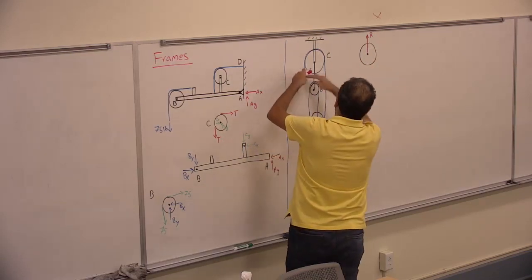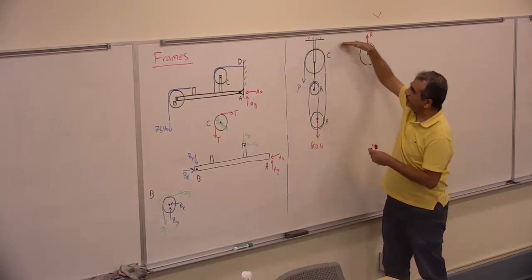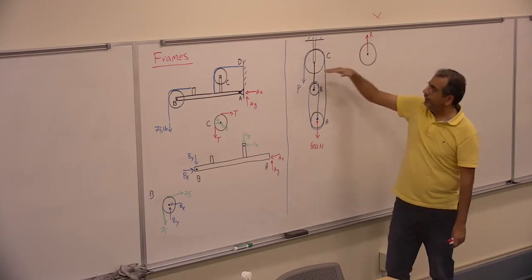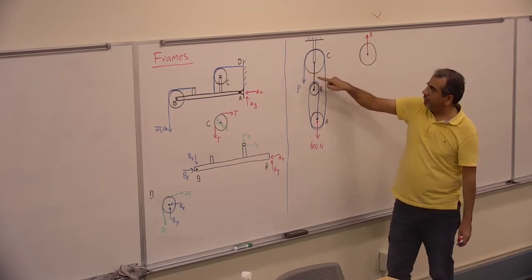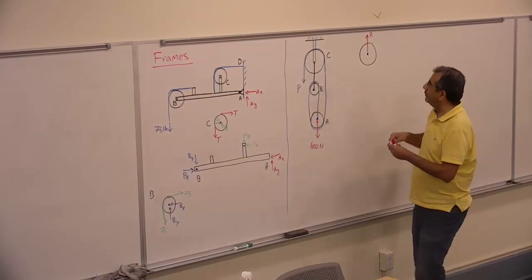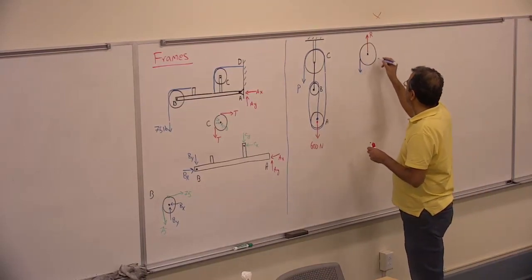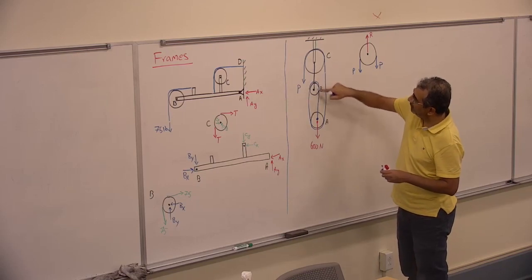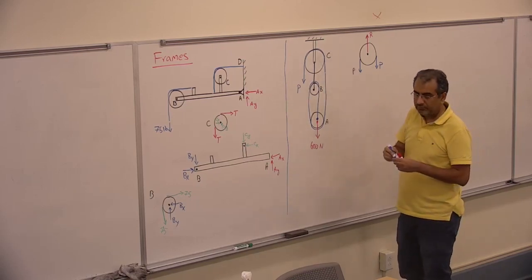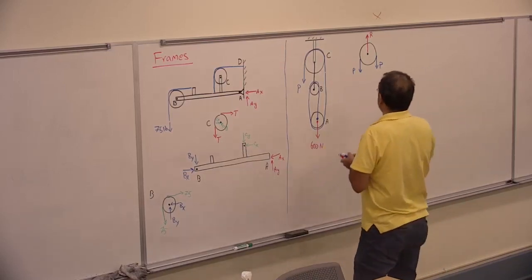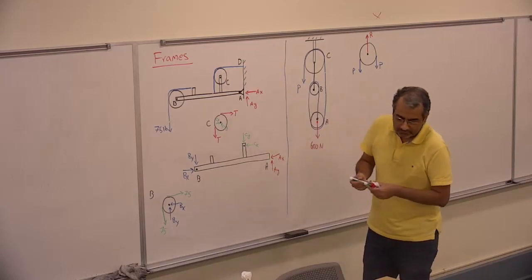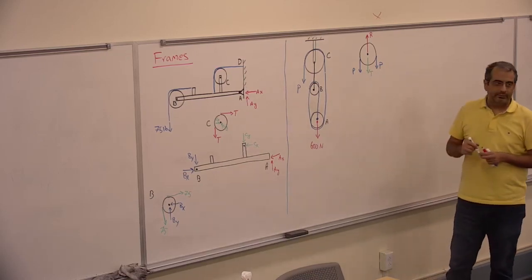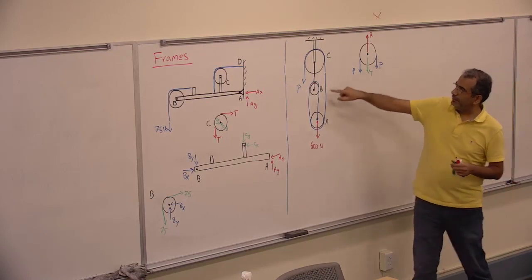Then assume I cut it from here, and I cut it from here. If I cut it from above the pulley, the only thing I have is R. If I cut it below the pulley, I cut this rope, this, and this, so I'm going to have 2P. And I have whatever is in that member between B and C. The book called it T, so I'm going to put T. So that T is in the BC member.